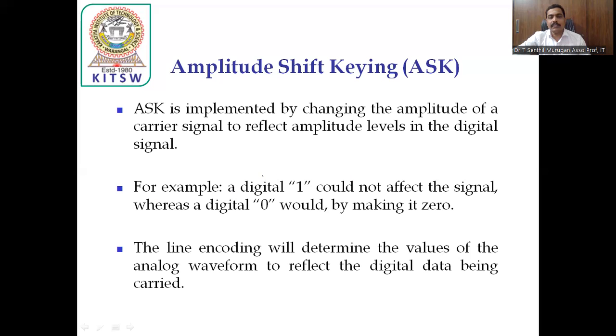For example, if the digital data equals 1, it does not affect the signal. Whatever signal I am sending is not affected if the value is 1. Whereas if the digital data is 0, we make the signal 0, so there is no signal. From this point to this point, there is no signal. After that, in case of 1, the same signal will be there. So this is amplitude shift keying.